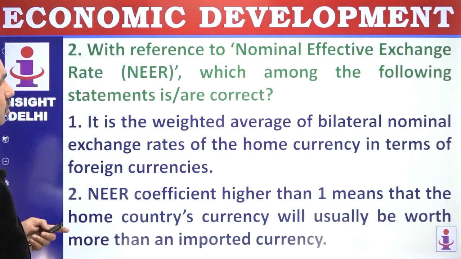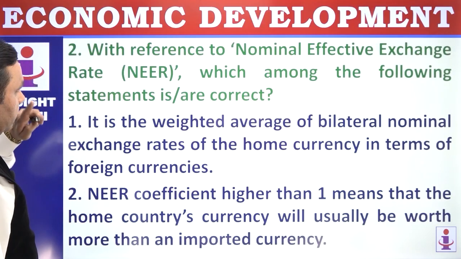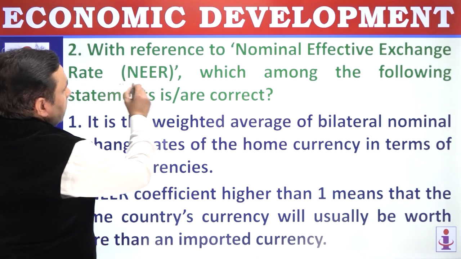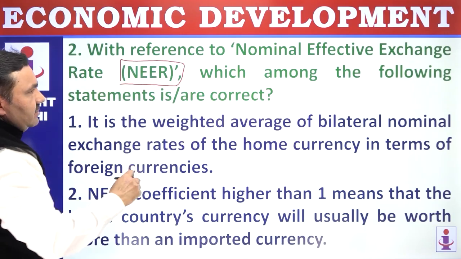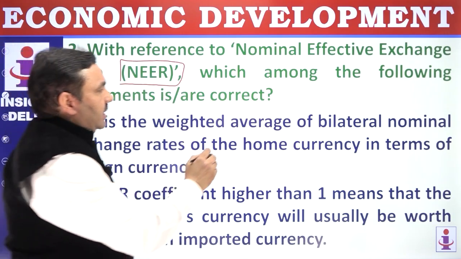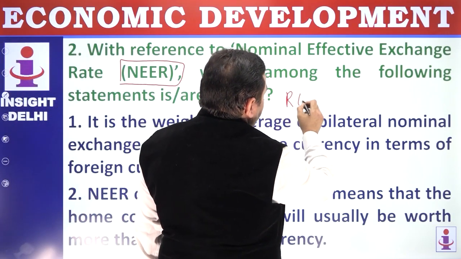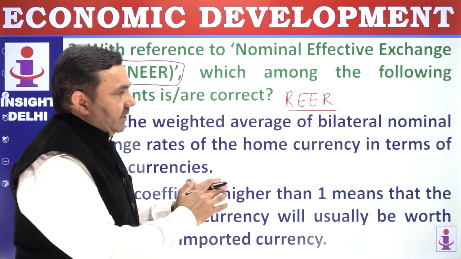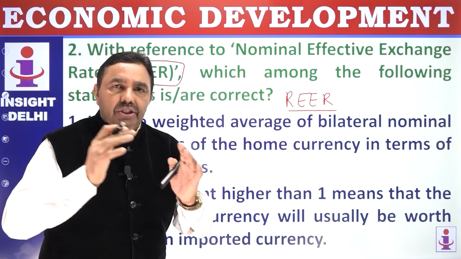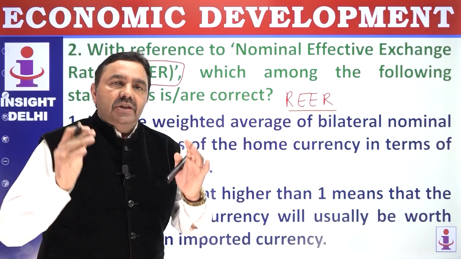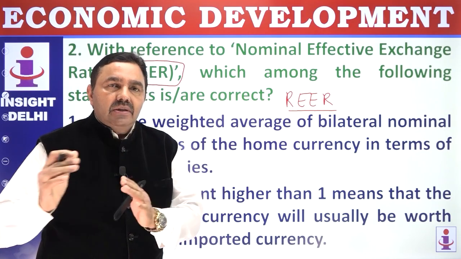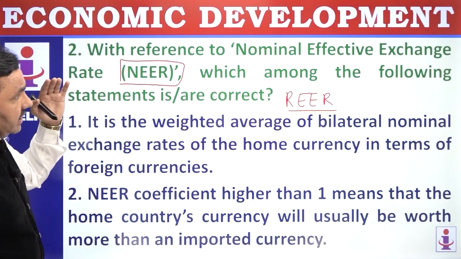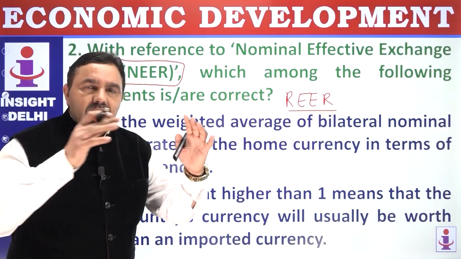Question number 2. With reference to nominal effective exchange rate, NEER, which one of the following statements is correct? So NEER, or nominal effective exchange rate. Whenever you talk about nominal or real, there is a REER also, the real effective exchange rate. When we have nominal, we are not using inflation. REER is inflation adjusted. It means you deduct inflation from that. NEER is calculated by using a basket of currencies.